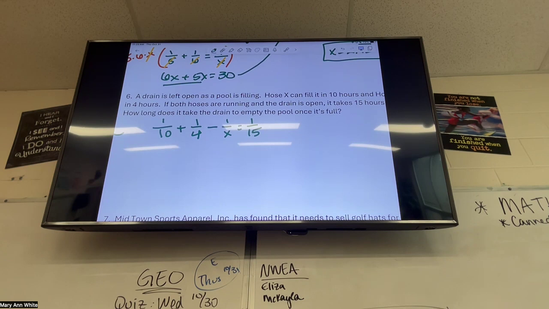Alright, let me finish this up. When you guys multiplied, what did you multiply by? Is anyone working ahead of me? Sorry, I got distracted. 10, 4, 15, and X. Good, you can definitely multiply by 10, 4, 15, and X.